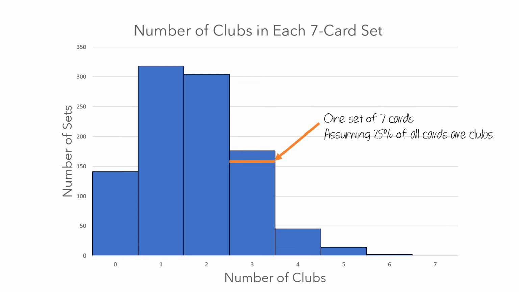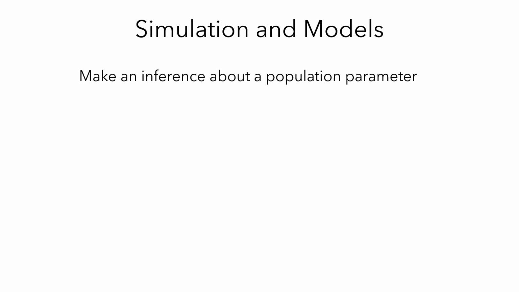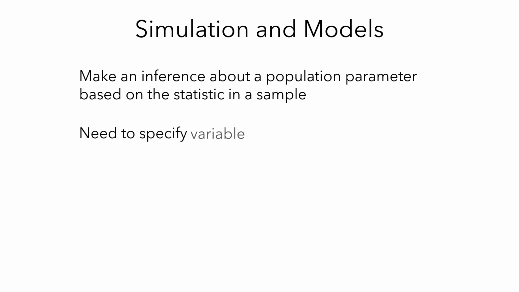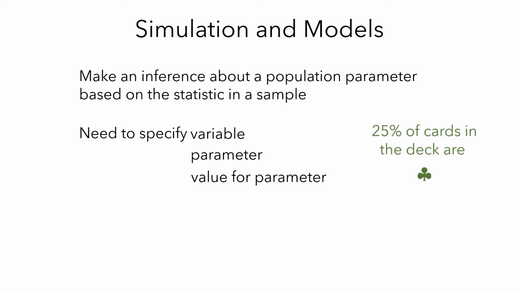Now, let's take a look back at the overall process we used. Our goal was to make an inference about a population parameter based on the statistic in a sample. To do this, we needed to specify what variable we're looking at, the parameter we care about, and the value of the parameter that we're hypothesizing. In our example, we hypothesized that 25% of the cards in the deck are clubs.